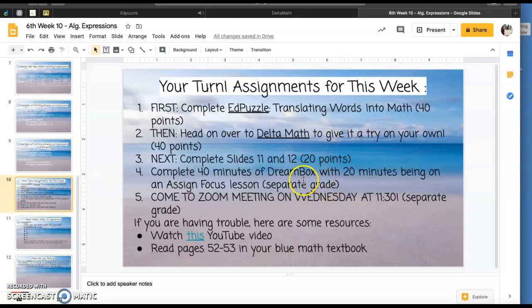So back to this slide. Again, you want to do slides 11 and 12. That's going to be 20 points. And then you need to complete 40 minutes of Dreambox just like every other week. And 20 of those minutes need to be on an assigned focus lesson. That's a separate grade, as you know.